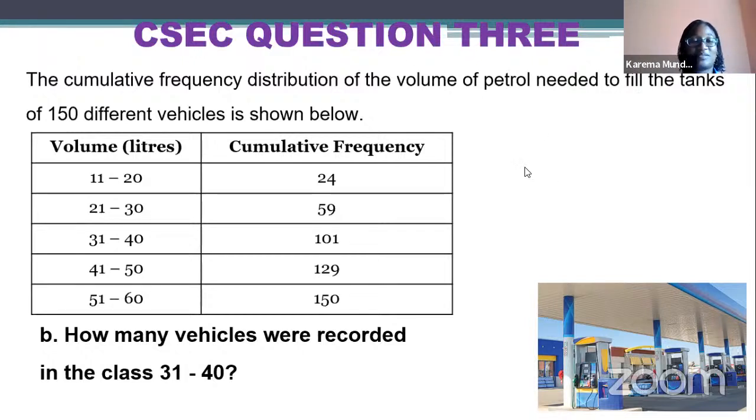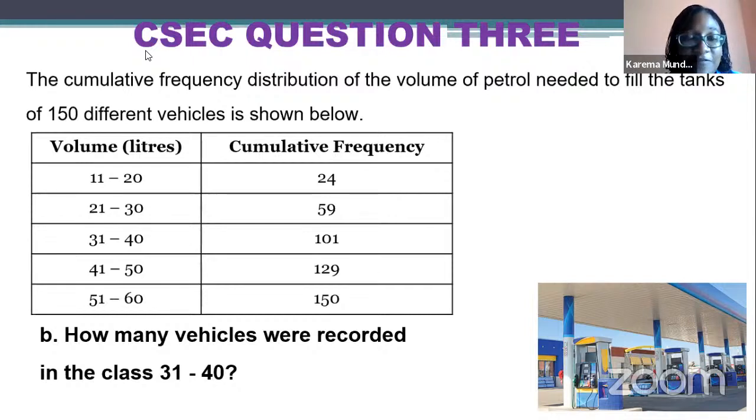Let's talk about this. So remember now, let's see if we can identify what's happening. And you know, you mentioned it earlier, Mrs. Edwards. We did mention it earlier, yes, but let's see. All right, so we have 24 vehicles. Let's follow our table now. We have 24 vehicles that needed, or that's in the interval, let's just keep it simple, 11 to 20, all right?